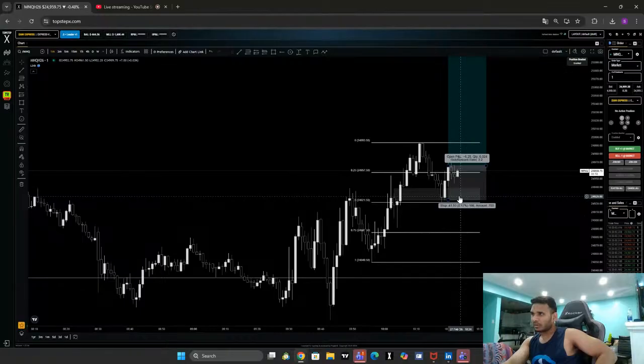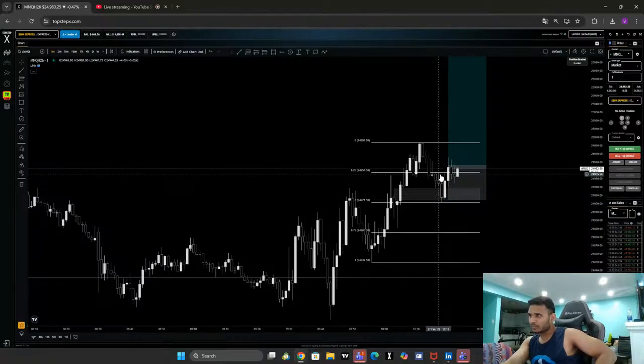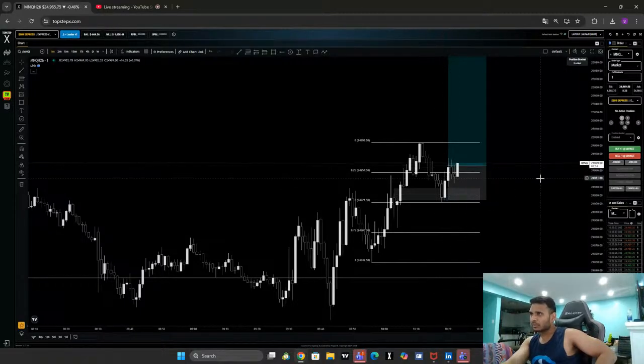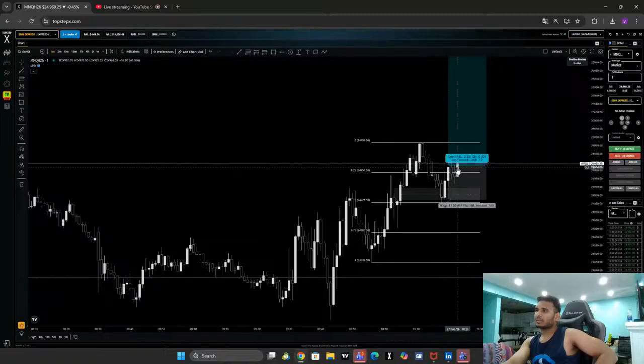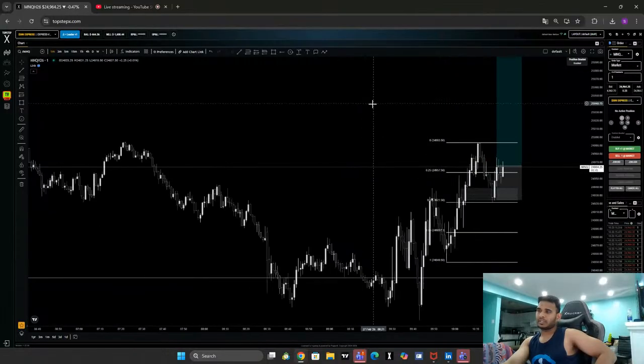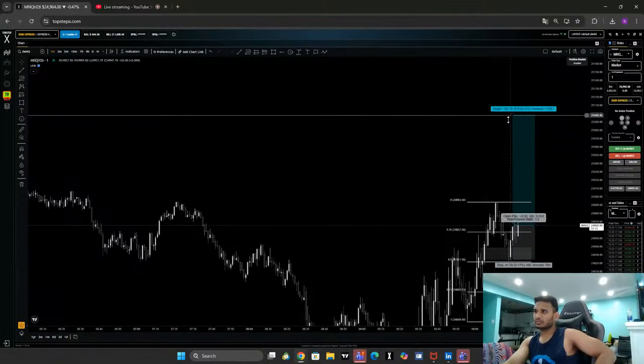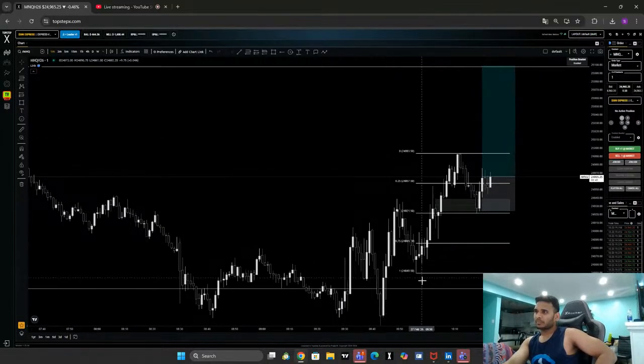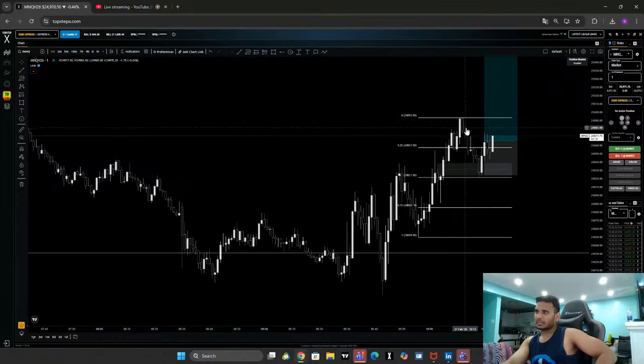But the only change of state for me is this break, and this pullback is holding. The only change of state for me is this. So I don't know. I never tried this kind of entry, so I'm just seeing, okay, fine. My target is this. I'm expecting the price to go at least to this spot, and we already moved to a certain extent.